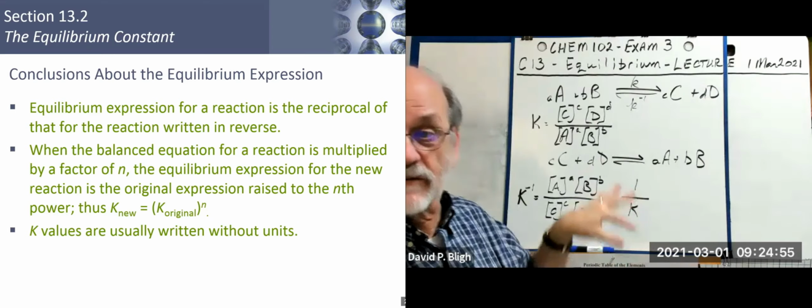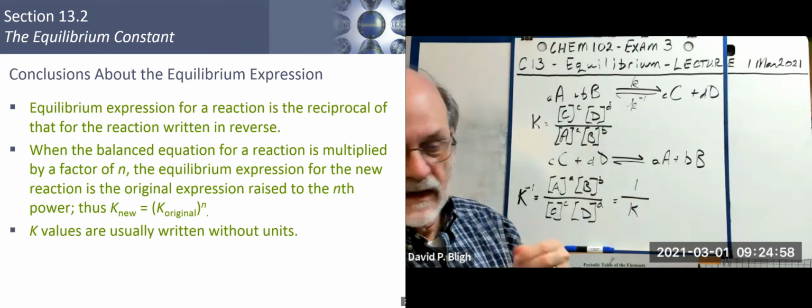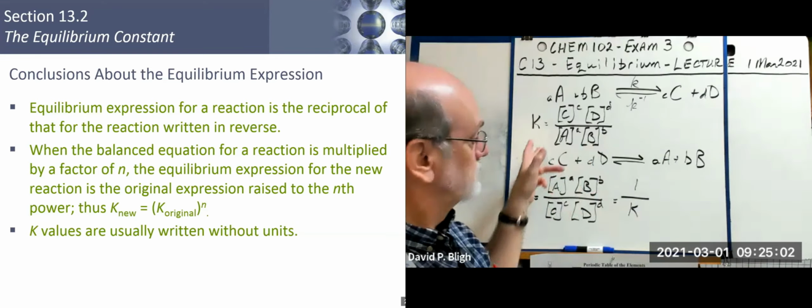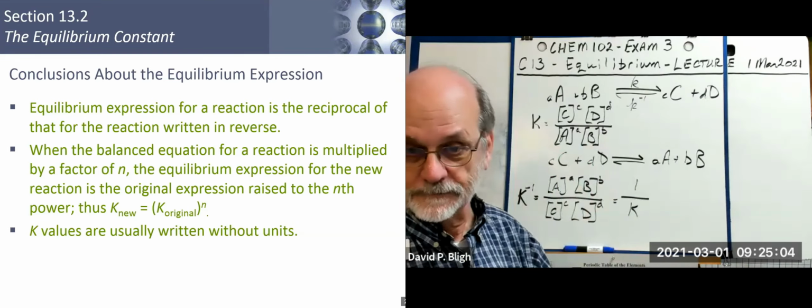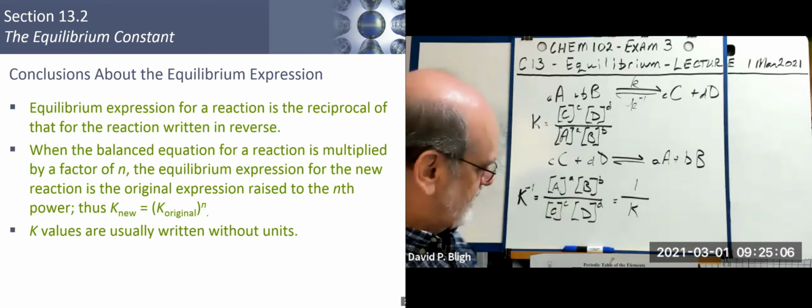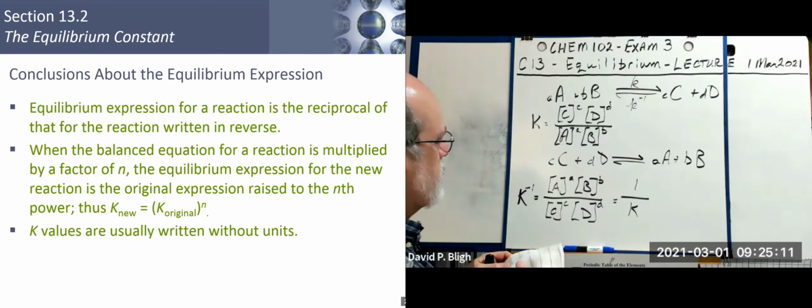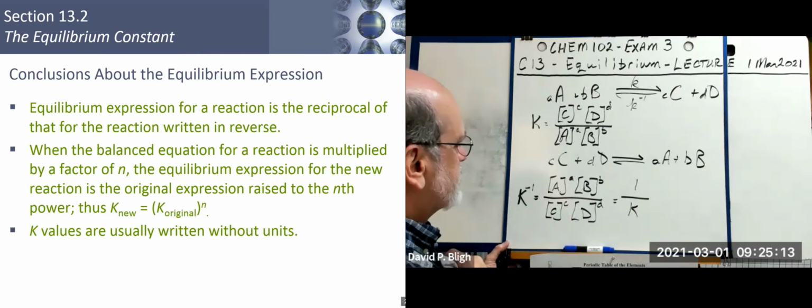Well, sometimes you have to invert an equation. And if you have to do that, then this is what you do to the K value. You invert the K. All right. So that's rule number one. Rule number two, let's see.